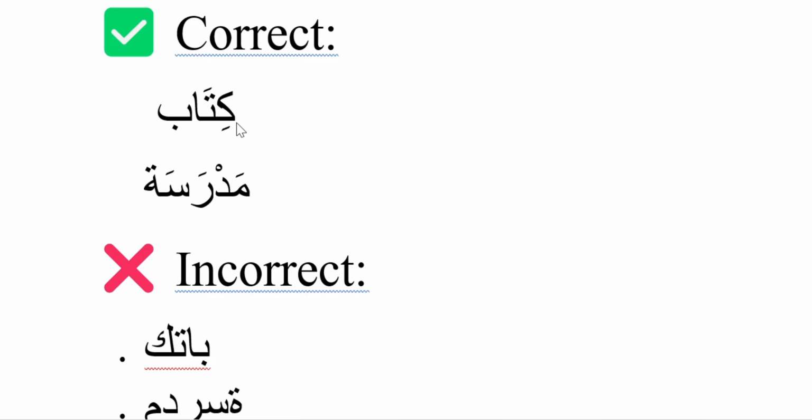The letter kaf and kasra, we have seen that in the last video. If you didn't see it, please check the video about long vowels and short vowels in order to go along with this video. So please try to review that lesson, short vowels and long vowels. Anyway, kitab. A reminder of short vowels, we have here kasra, okay, and we have ka.